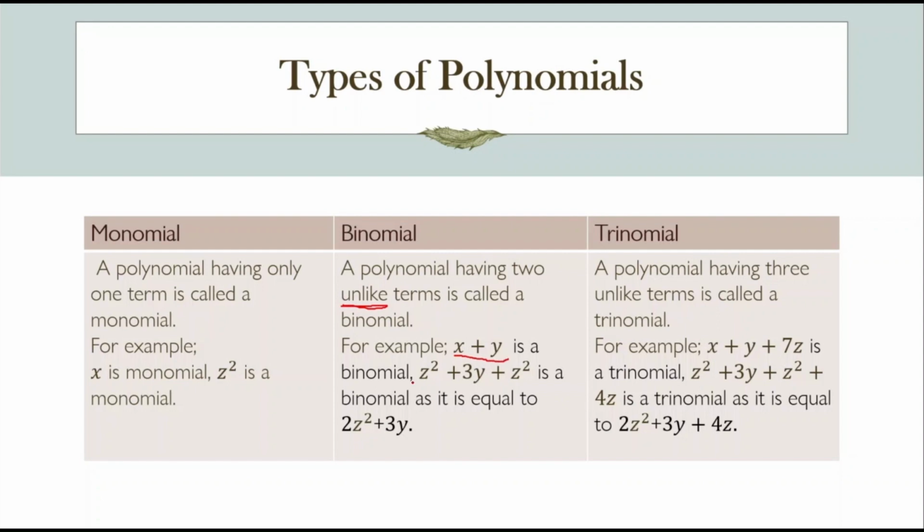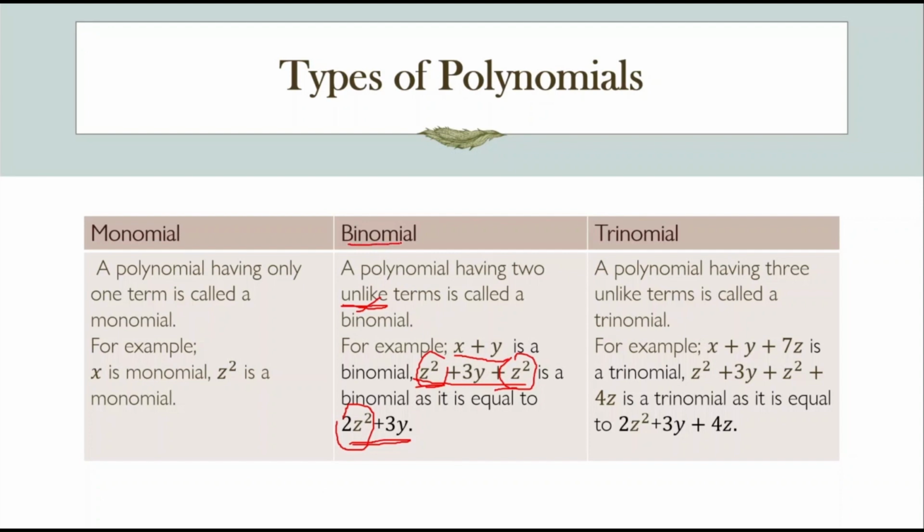z square plus 3y plus z square. It might seem to you that there are 3 terms, but there are 2 unlike terms in it. Why? Because z square and this z square are like terms. Variables are same, powers are same. So we need 2 unlike terms. z square and z square were like terms, so they can be added together and we get just one term when we solve both of them. So our final polynomial is 2z square plus 3y, which consists of 2 unlike terms. That is why it is a binomial.